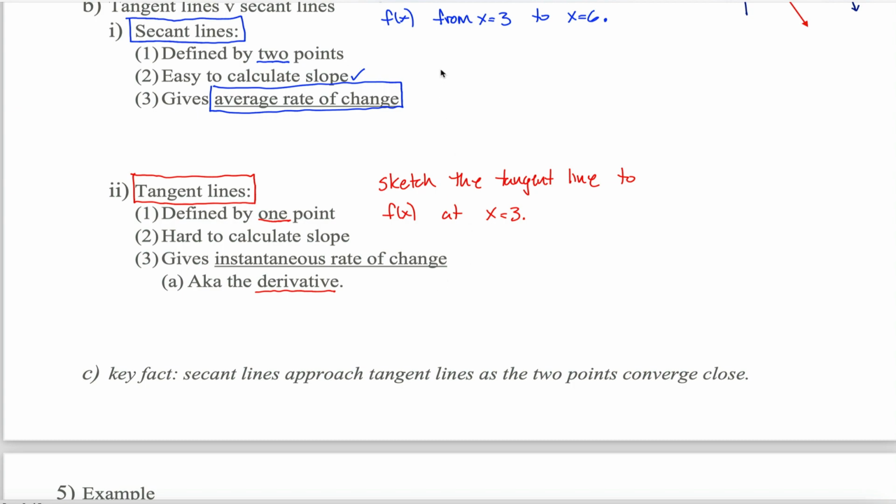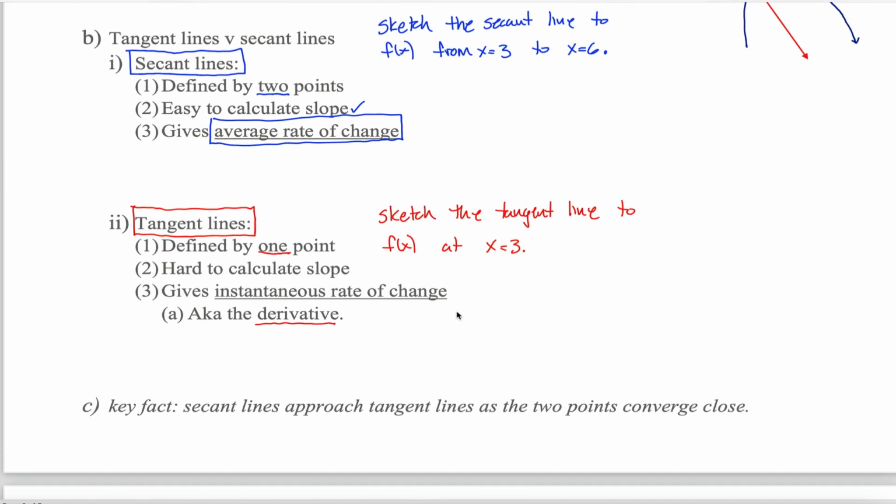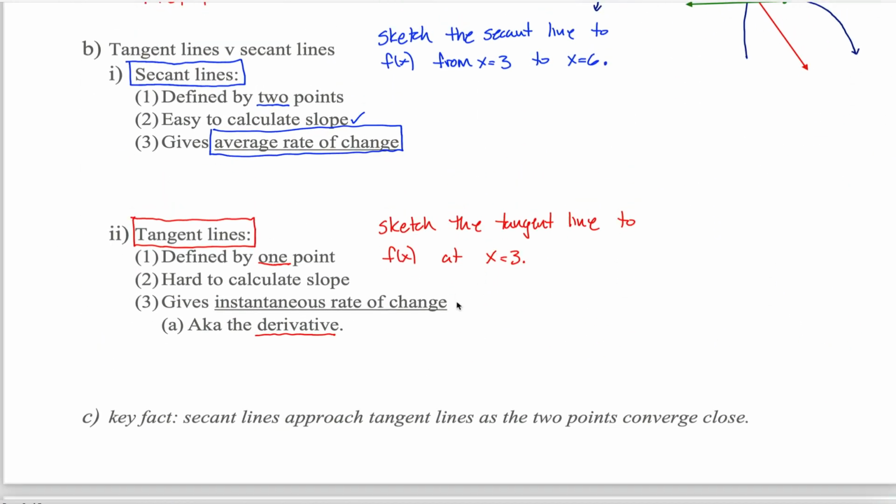And you might feel kind of uncomfortable doing that. I don't like estimating the steepness of a line. I'd like to be able to calculate it more concretely. Well, we'll be able to do that. We just don't know how yet. In fact, it'll be the next video when we learn how to do that.